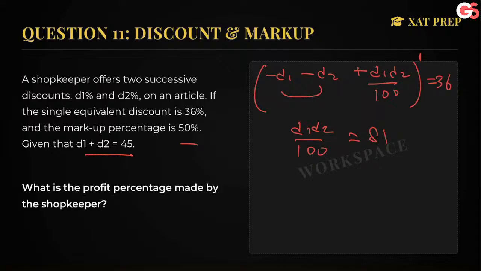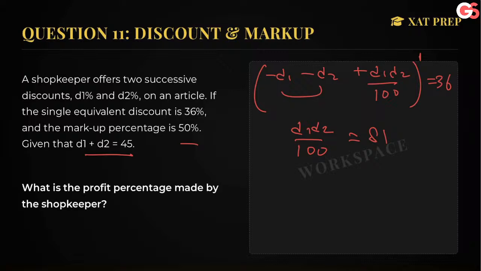So, what do we get? ये तो मिल गया, ठीक है। इसके क्या कर सकते हैं हम? We also know that D1 plus D2 is 45. We can also apply algebra here, taking the square and the square root and all that stuff, isn't it? That is a possibility.